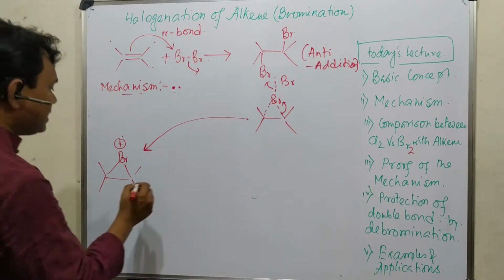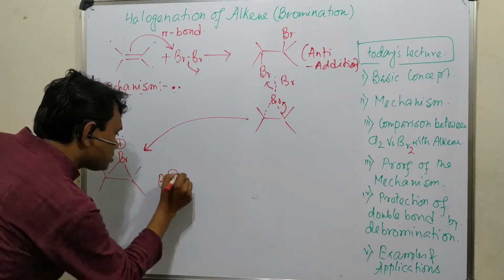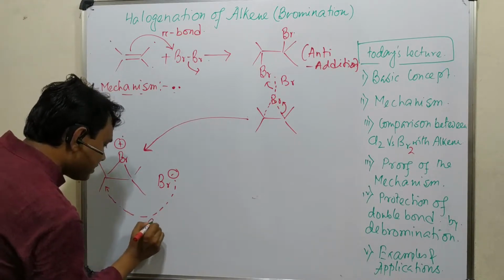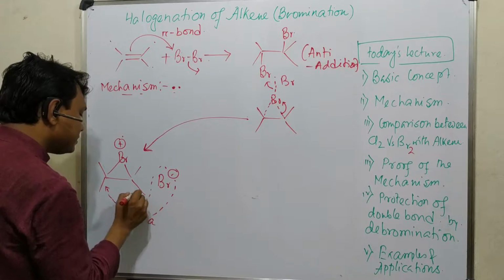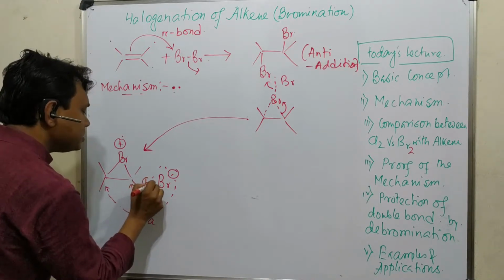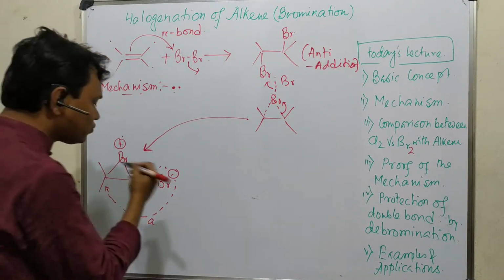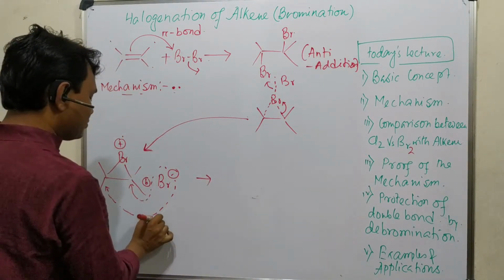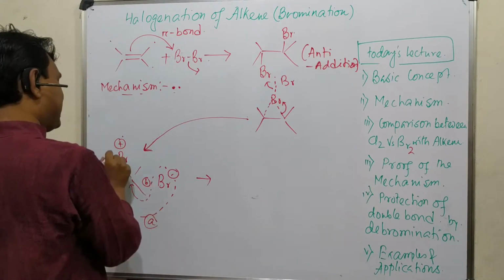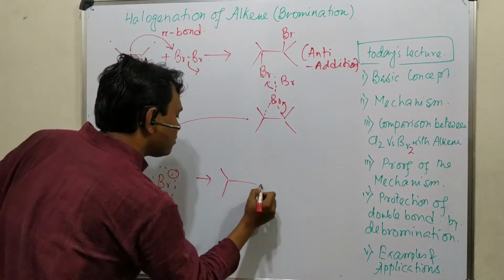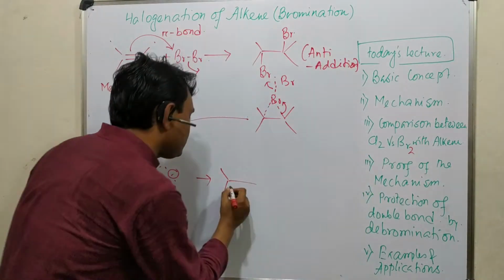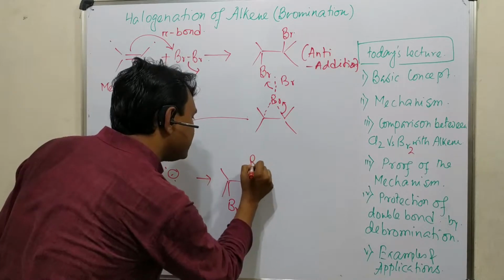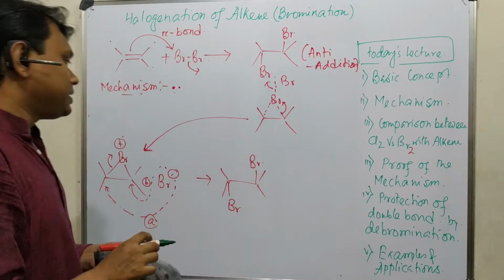Now what can happen? There is another Br minus. This Br minus can attack this carbon, for example path A, or it can attack the other carbon, that is path B. Whichever carbon it attacks, it will ultimately result in an anti-addition. For example, let's consider one, as both are the same. If it attacks, the ring will open up, so here will be the Br and there will be the Br. In this way the reaction proceeds.